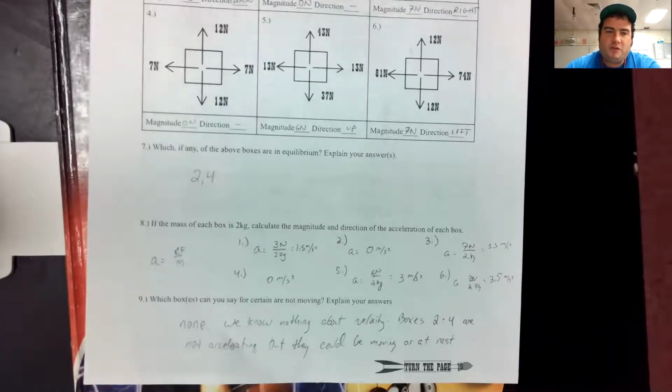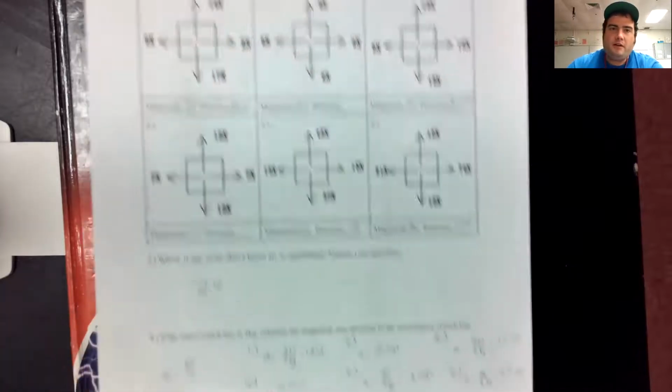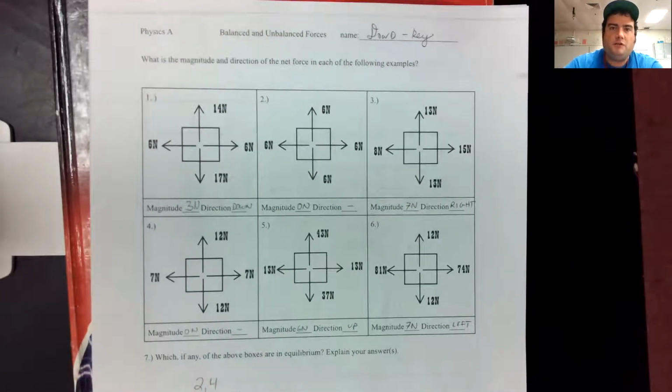Number 9 was a bit of a trick question. It said, which boxes can we say for sure aren't moving? I was trying to trick you and have you say the ones in equilibrium aren't moving, but all we know is that the ones in equilibrium aren't accelerating. Unbalanced forces don't cause velocity, they cause acceleration. So whether 2 and 4 are objects at rest or objects in motion, we don't know. All we know is that they won't be changing their state. So hopefully that all makes sense, and just let me know if you have questions on that.